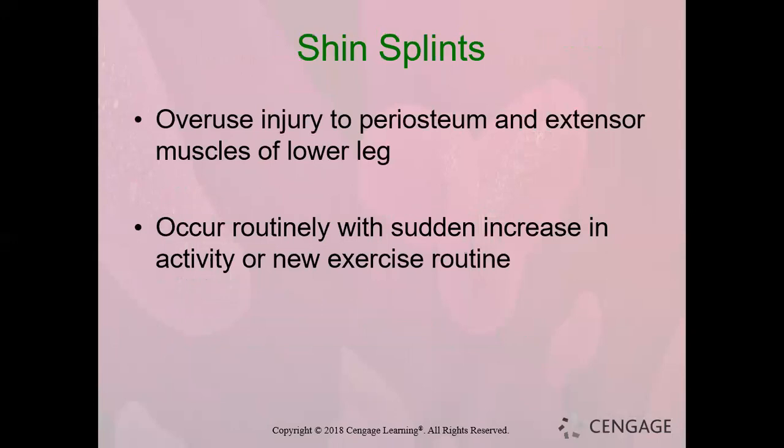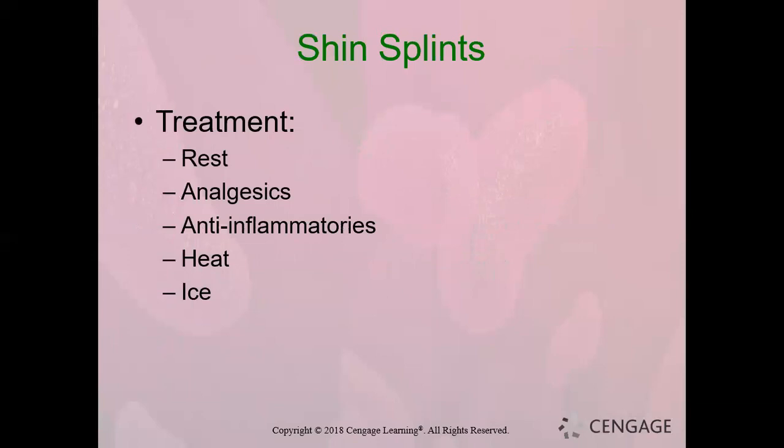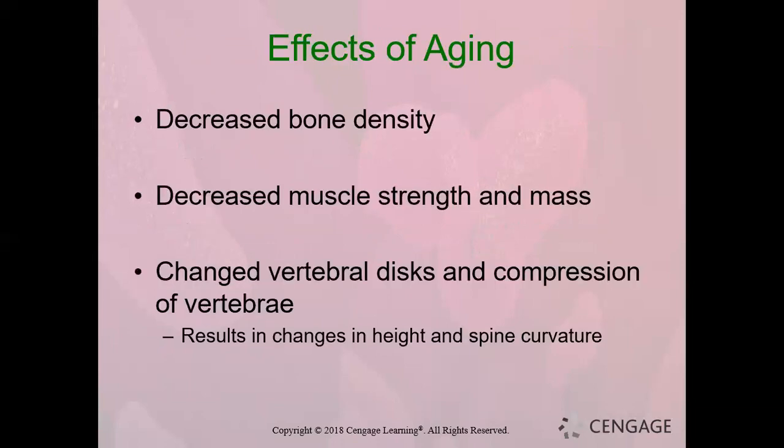Shin splints, this is an overuse injury to the periosteum and the extensor muscle of the lower leg. This occurs routinely with a sudden increase in activity. Let me give you an example of this. This happens a lot in basic training of the military. When people come into basic training and they haven't been running, and then all of a sudden they're running nonstop, they tend to get shin splints, and they're very painful. Again, rest, pain management, taking care of the inflammation, and heat and ice. Very hard to do when you're in basic training.